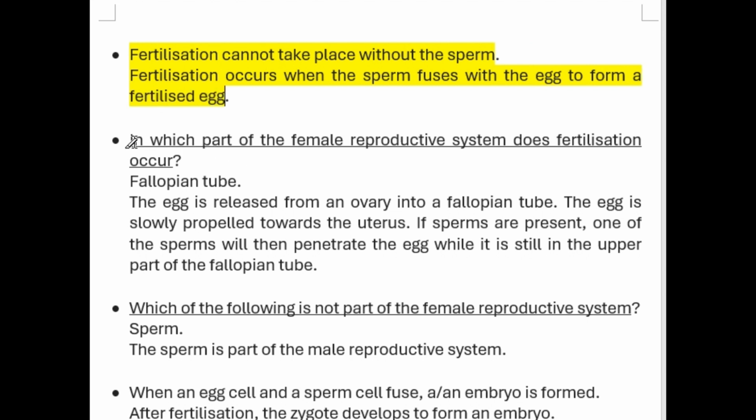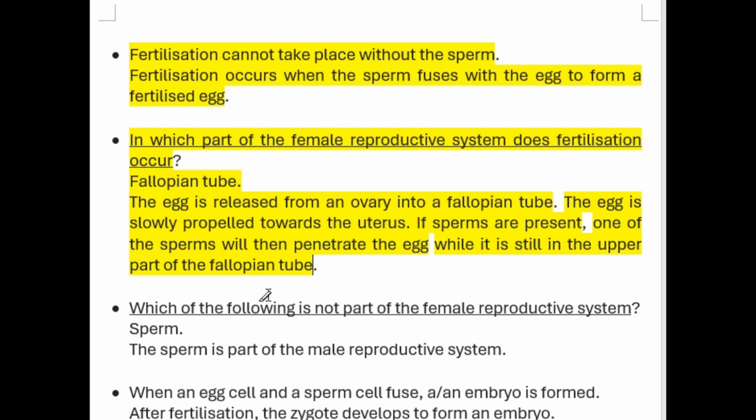In which part of the female reproductive system does fertilization occur? Fallopian tube. The egg is released from an ovary into a fallopian tube. The egg is slowly propelled towards the uterus. If sperms are present, one of the sperms will then penetrate the egg while it is still in the upper part of the fallopian tube.